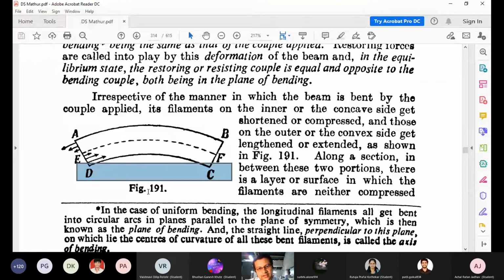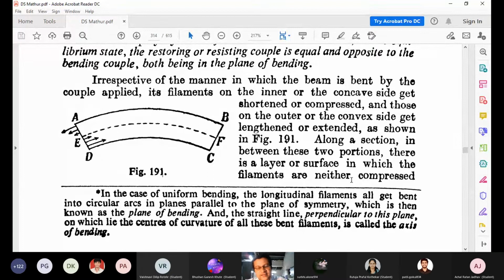You can see in this particular figure, if the forces we are applying cause bending, some of the inner filaments undergo shortening. Filaments here means each lamina of those kinds of beam. The outer portion gets extended, and this is the equilibrium you have. And between these two portions there is a layer or surface in which the filaments are neither compressed nor lengthened or extended.